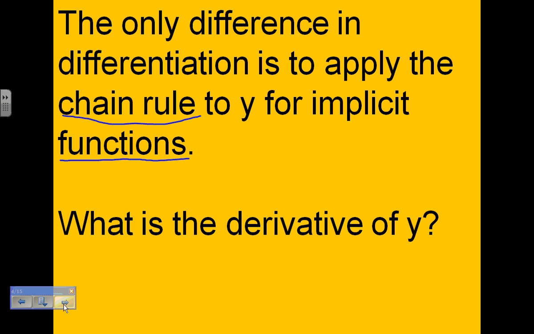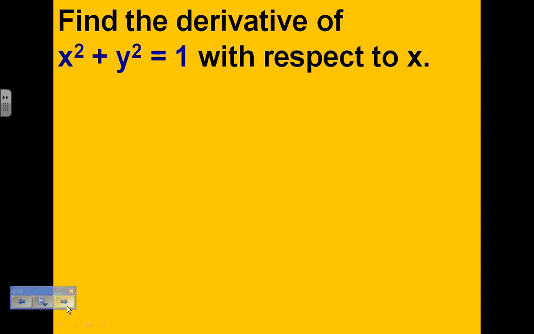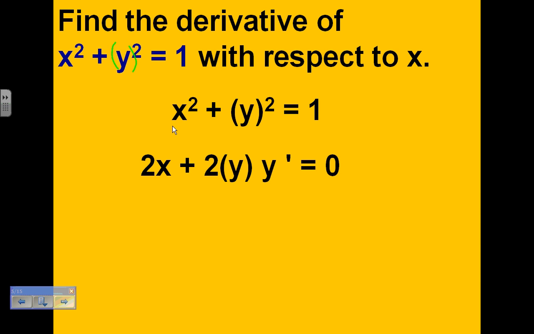So the derivative of y, we already said, is y prime. So we're in good shape. Here we go. X squared plus y squared equals 1. First thing to think of is the parenthesis around the y squared. The next thing to do is to take the derivative. The derivative of x squared is obviously going to be 2x. You drop the 2, subtract the 1, that's fine. You drop the 2 in front of the y, subtract the 1, then multiply by the derivative of the inside.